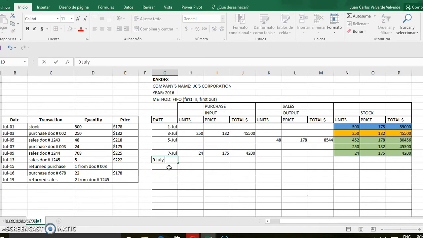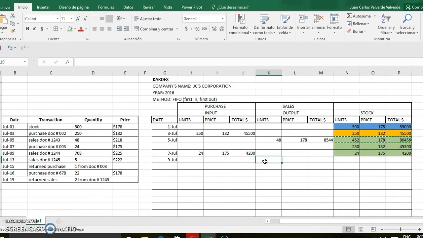The 9th of July. It says here that we sold 708. Now, check this out. If we add it up, these ones, we would probably have more than 708. But what we gotta do is, we need to do it little by little. For example, we need to eliminate these ones first. Okay.